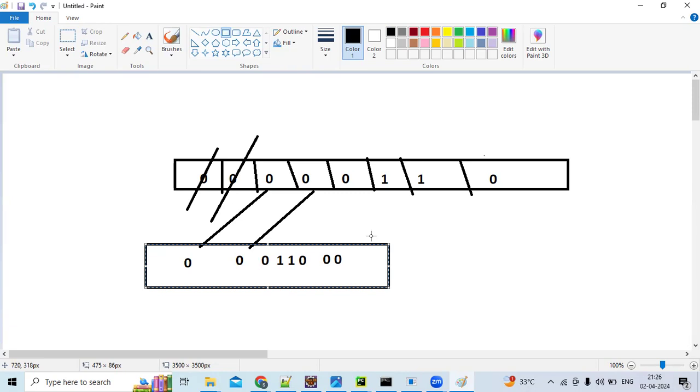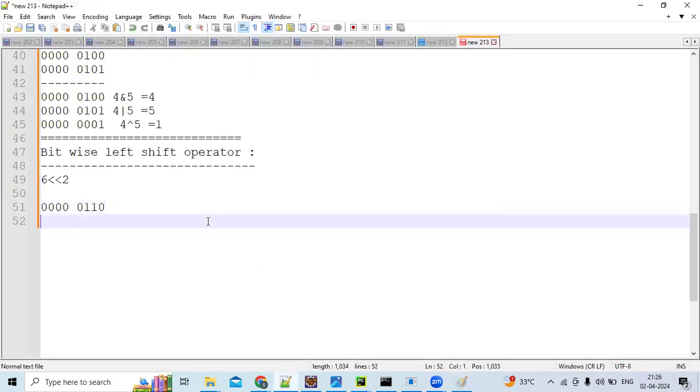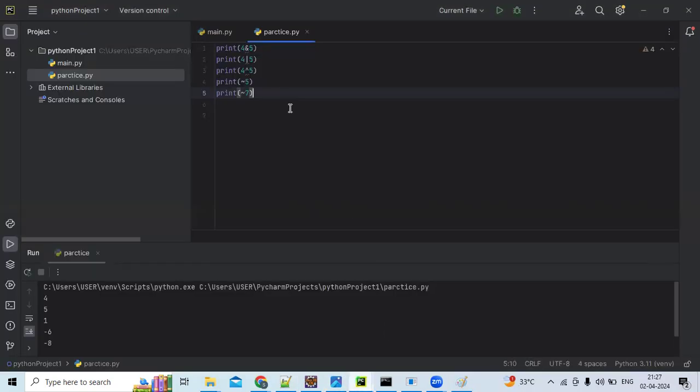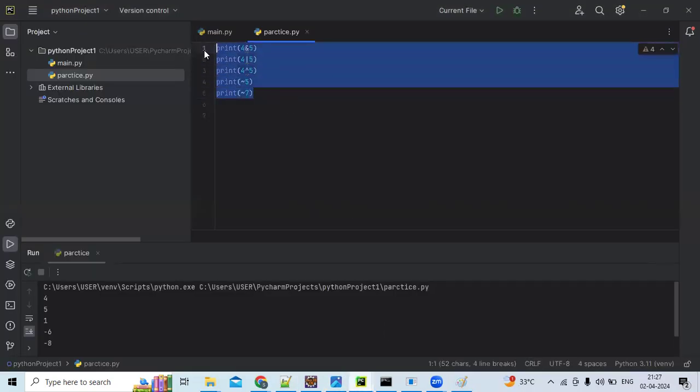Now you convert this to decimal, right? What is the value of this, guys? 2 power 0, 2 power 1, 2 square, 2 cube, 2 cube plus 2 power 4. How much, guys? 8 plus 16, 24. 24. Let us try whether the same answer is coming or not. Okay, guys. So this I'm removing.